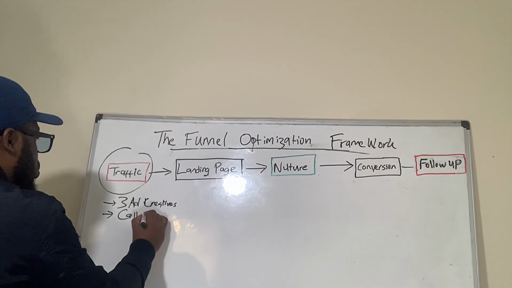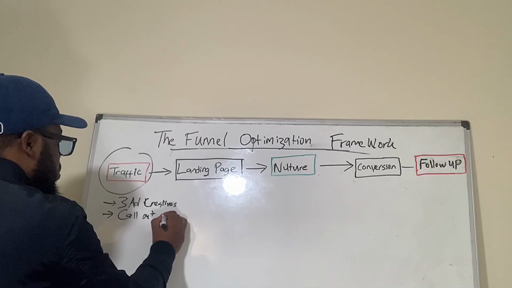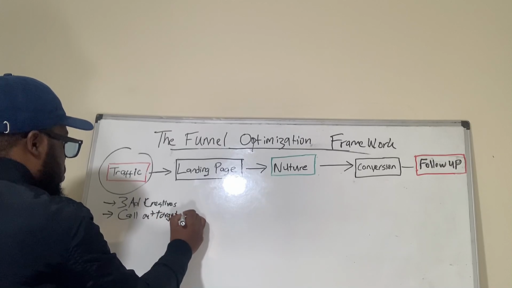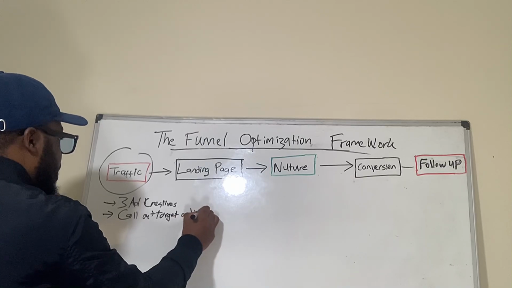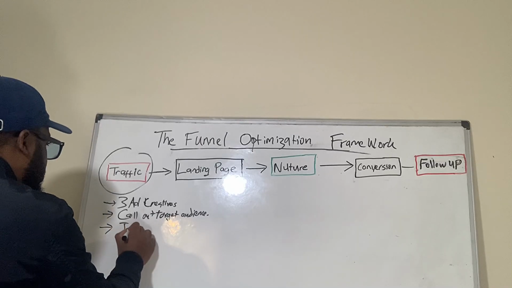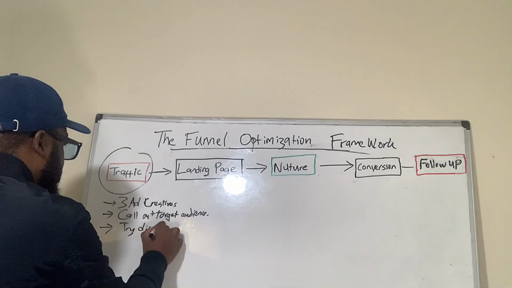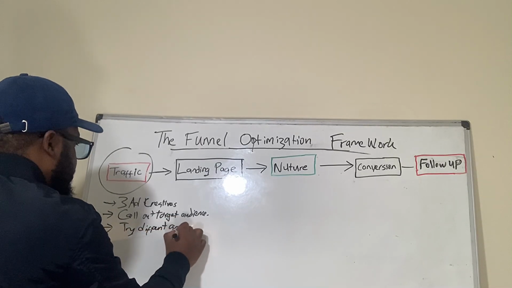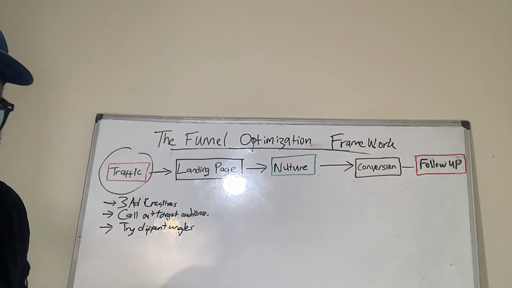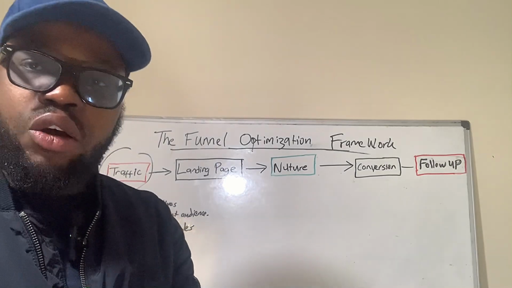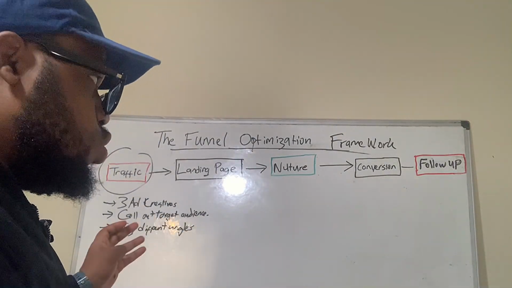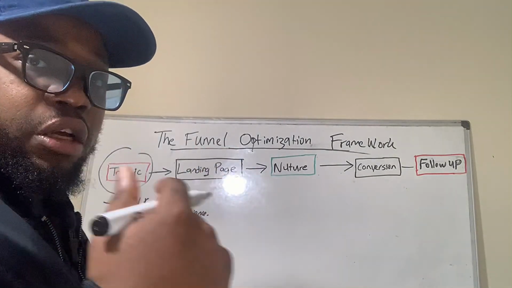Call out your target audience. The third thing is to try different angles. So it could be the pain point, authority angle, or result-driven angle. So those are the 3 things you can do to increase your click-through rate.